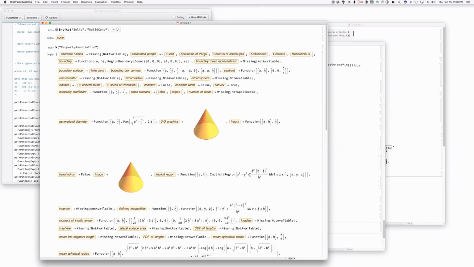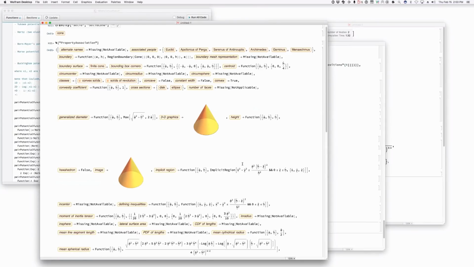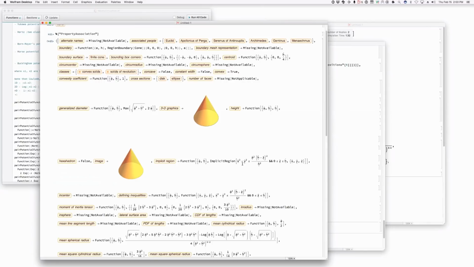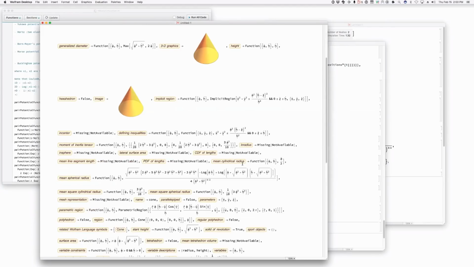Okay. Like look for defining inequalities. That shows it beautifully. You see, there's the A and the H for the radius and the height, and then the inner one are the... Well, this one here, okay, implicit region. No, that one is not so good. One line down is archetypical. That is nice.